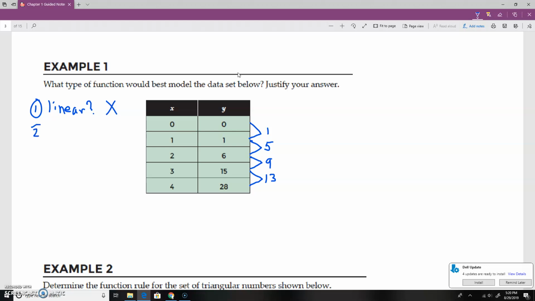So the next thing we're going to check is, is it exponential? To check that, we're going to divide. Well, 1 divided by 0 is actually undefined. We can't even divide that. If I go to the next one, 6 divided by 1 is 6. Already those aren't the same, so we can say that it's not exponential. The last thing we're going to check is quadratic.